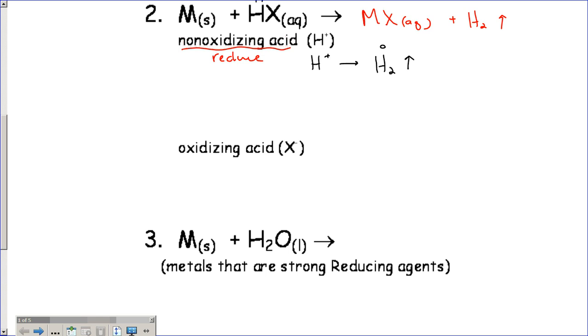So an oxidizing acid is an acid where the element that the acid is bonded to is going to reduce. So you would have metal, which will oxidize. And then this X ion, whether it's a polyatomic ion like nitrate, or just a non-metallic monoatomic ion from your periodic table, it's going to reduce here.